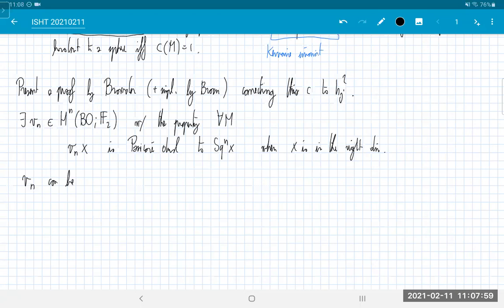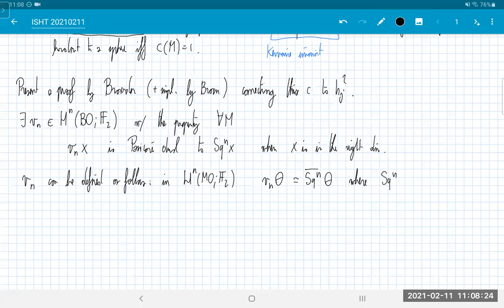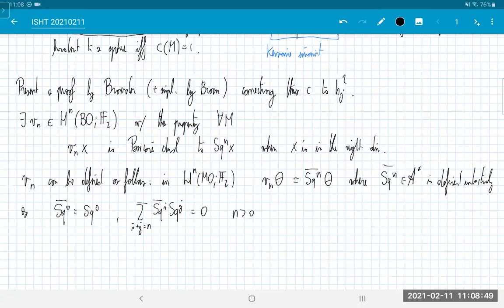The important part is that this class v_n can be defined as follows. In H^n(MO; F_2), we have v_n times the Thom class. Remember, this was a free module over H^*(BO). This is the same as χ(Sq^n) applied to the Thom class, where χ(Sq^n) in the Steenrod algebra is defined inductively as χ(Sq^0) is just Sq^0, while there are no other elements to be chosen, and the sum of χ(Sq^i) Sq^j for i plus j equal to n is equal to zero for n greater than zero.